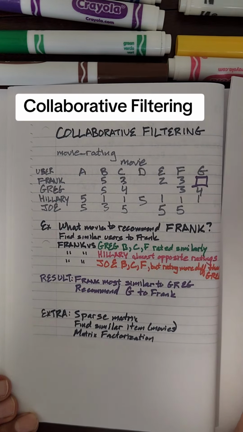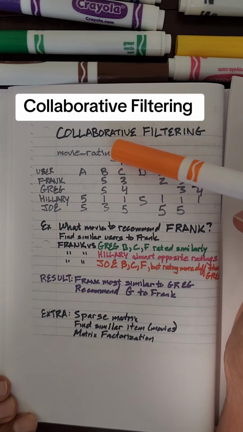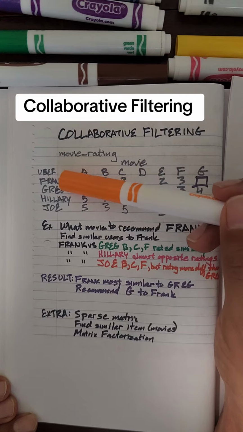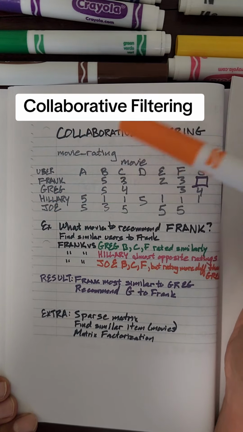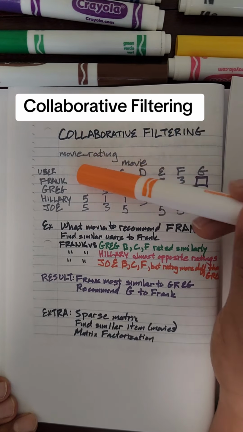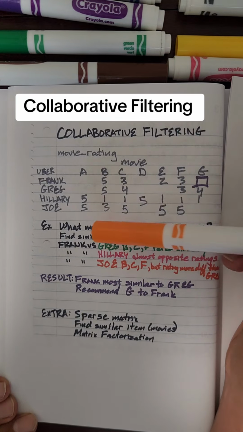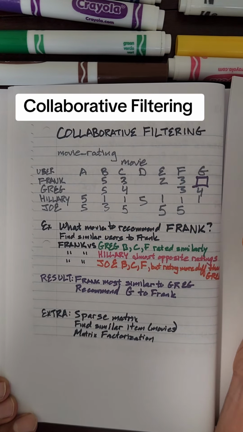Let's look at an example of collaborative filtering. Let's say we're interested in predicting movies. You have a list of users, Frank, Greg, Hillary, Joe, and they gave different ratings to movies A through F. And the rating goes from 1 to 5. So one question could be, what movie would you recommend Frank?